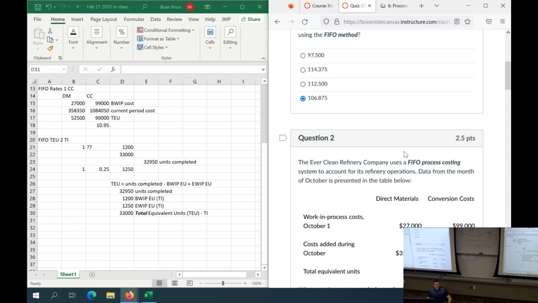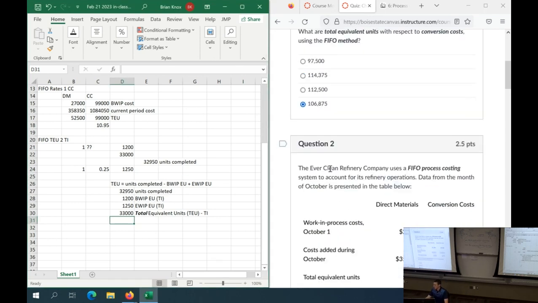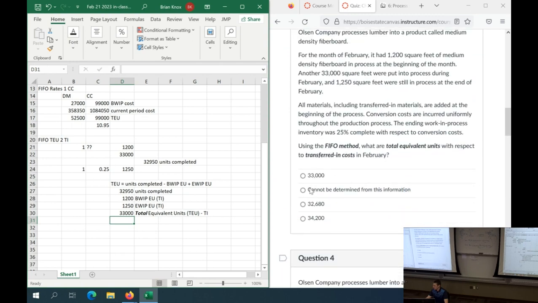Okay, let me peek at it. Yeah, it looks like it wouldn't be determinable because you have the physical units for beginning WIP, but it doesn't tell you any percents complete for that. Yep, good catch. So yeah, that can be the answer sometimes. It just wasn't in this particular case.